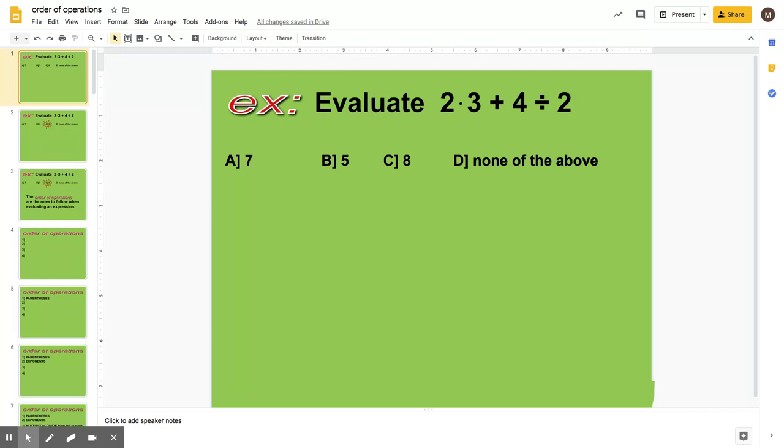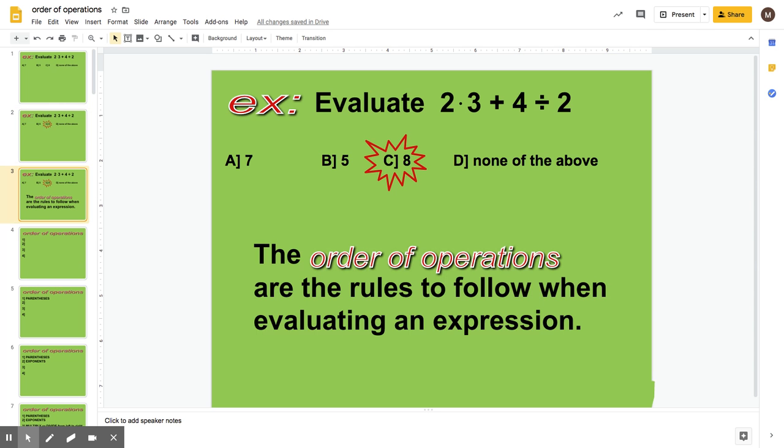Okay, you should have gotten the answer. C is the answer, or 8, and we'll find out why. The order of operations are the rules that we follow when evaluating an expression.